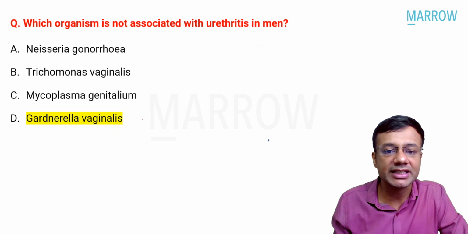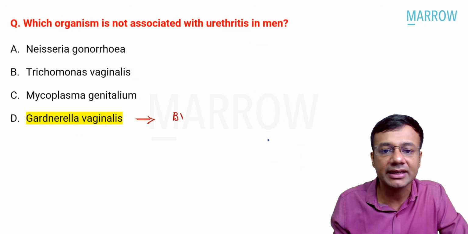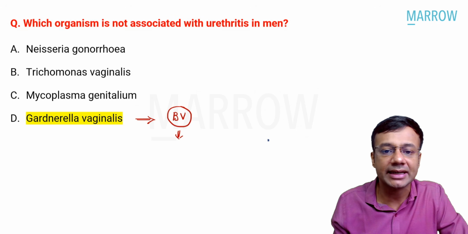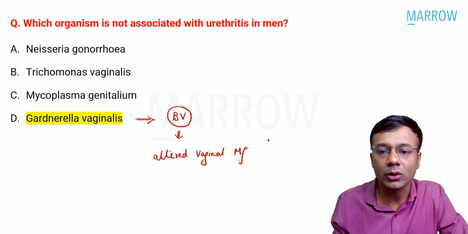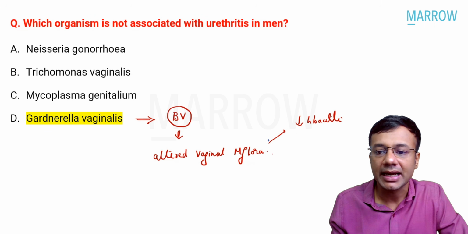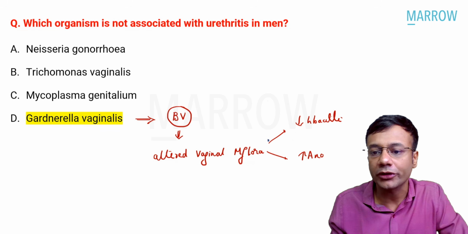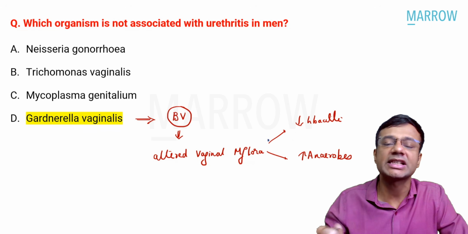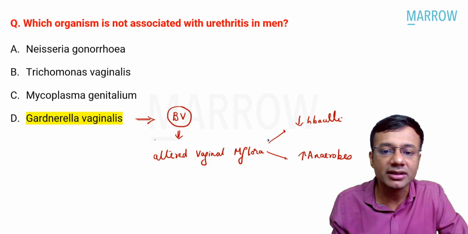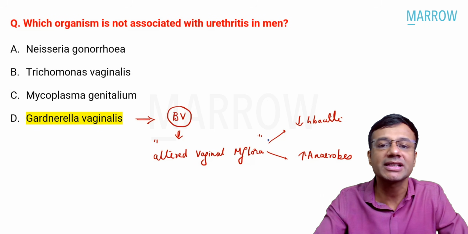Now Gardnerella vaginalis produces a disease called bacterial vaginosis. So what is the concept of bacterial vaginosis? It is characterized by altered vaginal microflora. Altered vaginal microflora means lactobacilli are going to be less and anaerobes are going to be more in number. This is why no partner treatment is required in bacterial vaginosis, because altered vaginal microflora is the concept of this condition.